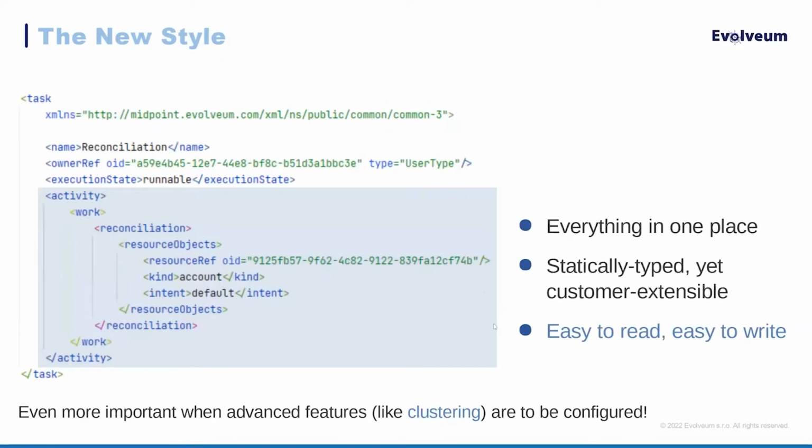Everything about the work that has to be done is in one place, namely here in the work container. The structure is described fully in the schema. So, for example, in MidPoint Studio, you immediately see all the options you have, as we will show in a moment. The extensibility has been preserved, though, using the traditional schema extension mechanism. Overall, it's easy to read and easy to write as well. And the difference is even greater for complex tasks like the clustered ones.